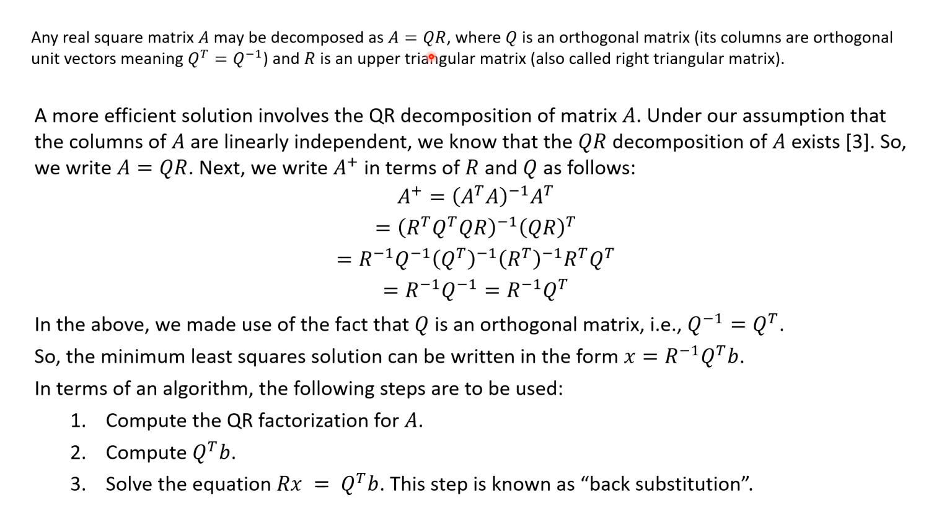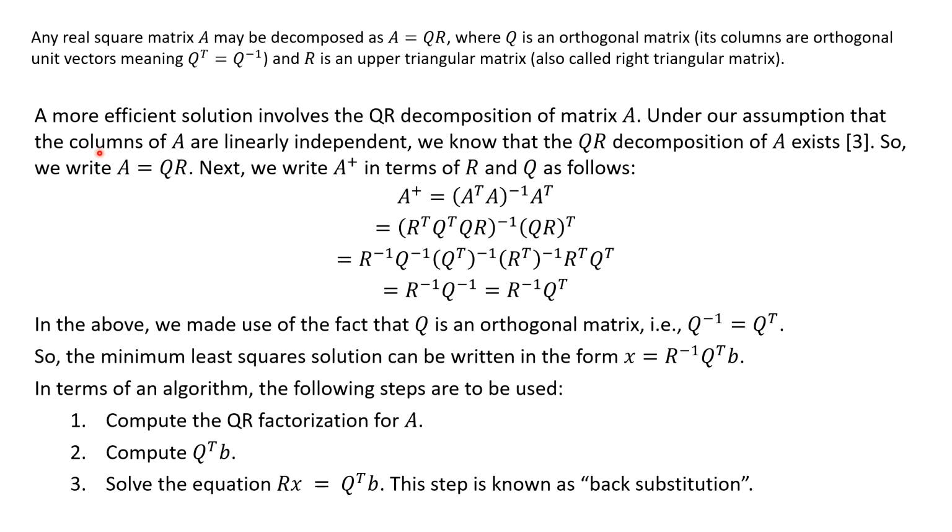It involves something called the QR decomposition of a matrix, and I defined it up here. I also have a video on this. I'll give you the link to that in the description to this video. So any real square matrix A may be decomposed as follows: Q times R, where Q is an orthogonal matrix. In other words, its transpose equals its inverse, and R is an upper triangular matrix. So that's what we want to do with the solution we found on the previous slide.